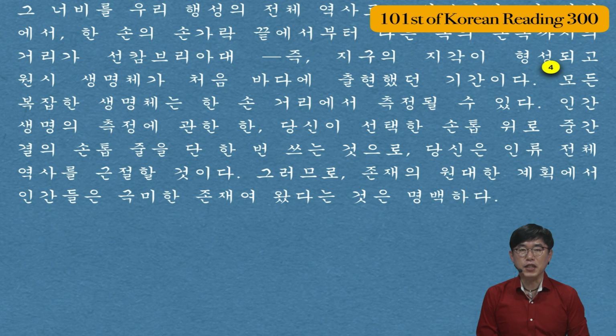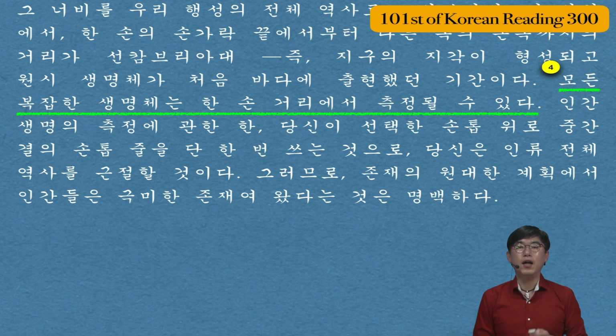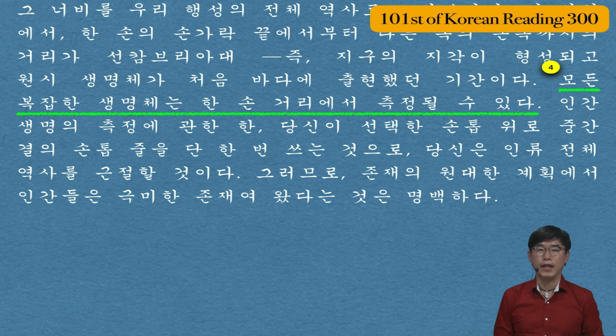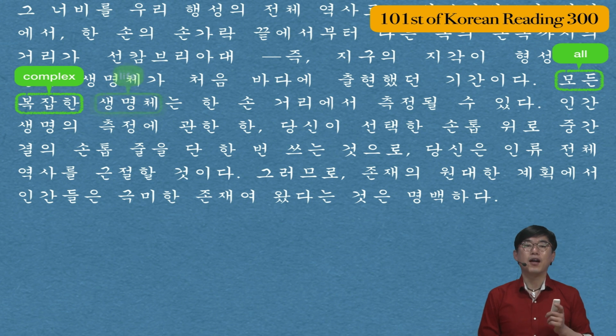The first sentence is 모든 복잡한 생명체는 한 손 거리에서 측정될 수 있다. All of complex life could be measured in the distance of one hand. 모든 is all and 복잡한 is complex and 생명체 is life.